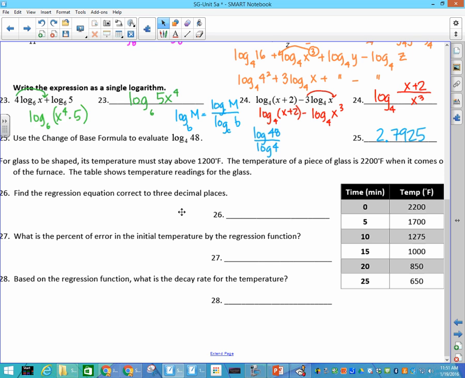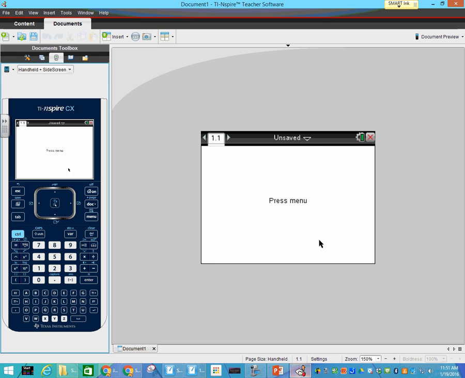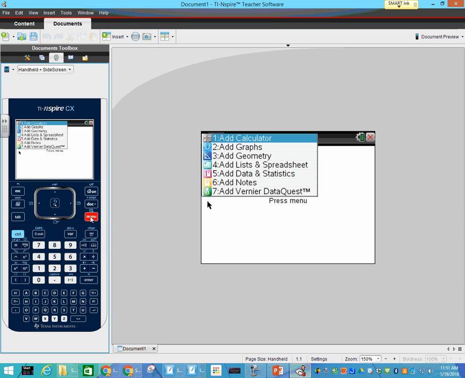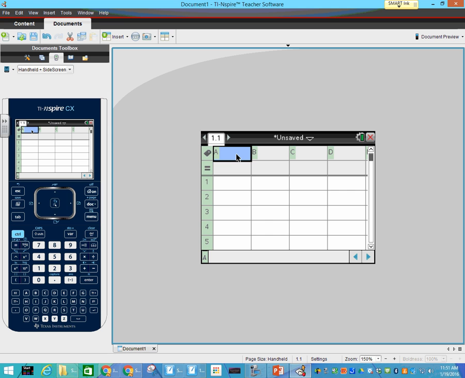If you have something different, I should have given you some written instructions, but you want to write down those key steps on your note card so that you'll remember what to do on the test. On your calculator, it's going to look like this. You're going to press menu, or make sure that you go to add list and spreadsheet. And you have to be up at this top column.